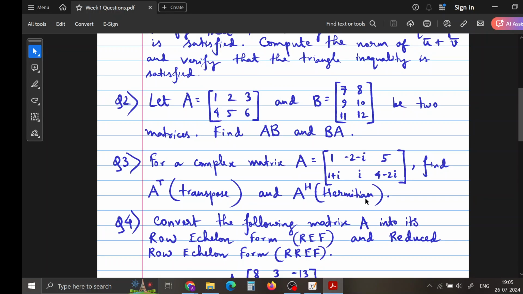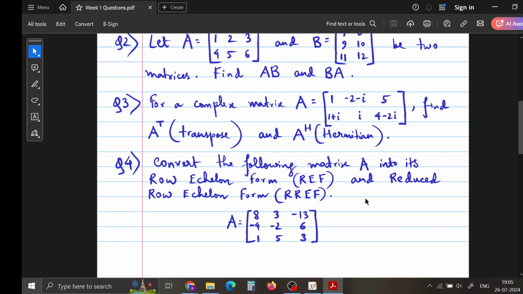Now in question number 4 we are asked to convert the following matrix A into its row echelon form, or REF, and also into its reduced row echelon form, RREF. Does anyone know, is everyone familiar with the notion of REF and RREF? Can someone tell me what are the conditions required to be satisfied by a matrix to be in its row echelon form?